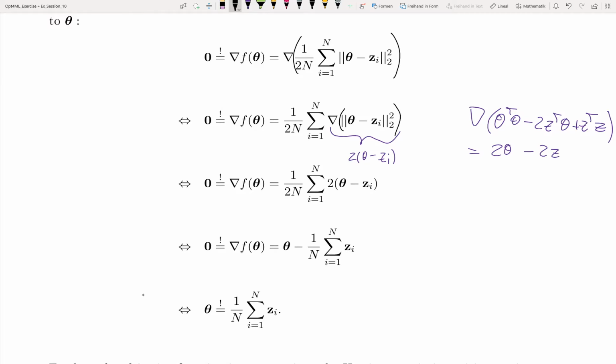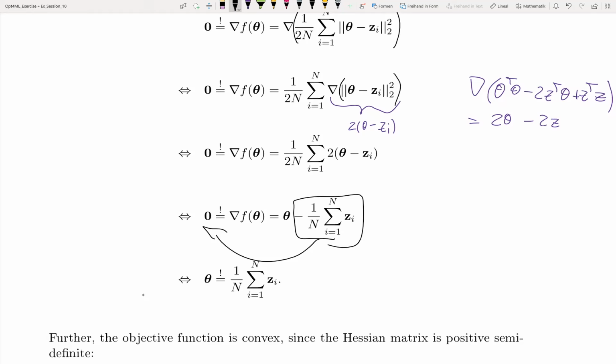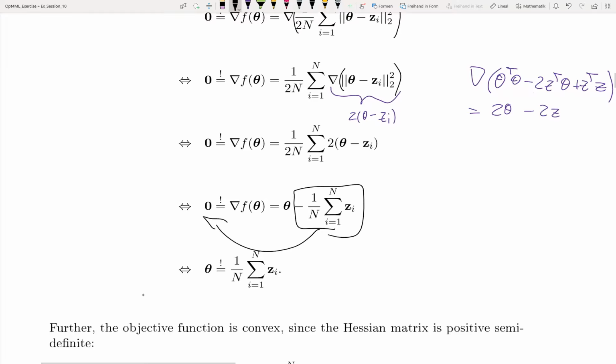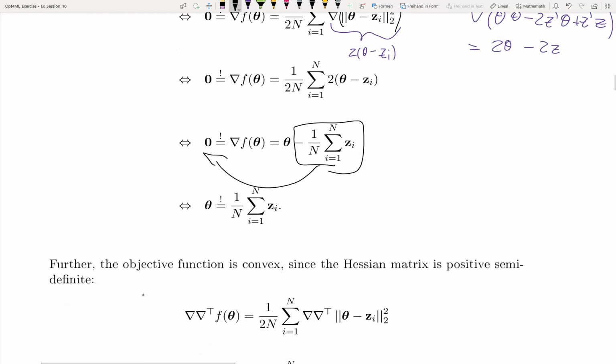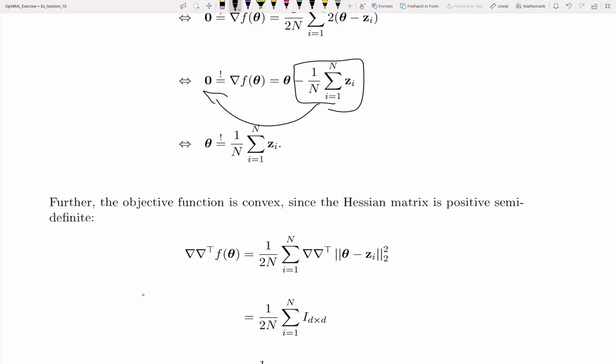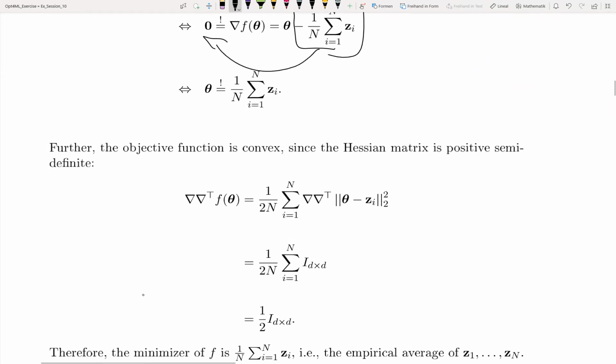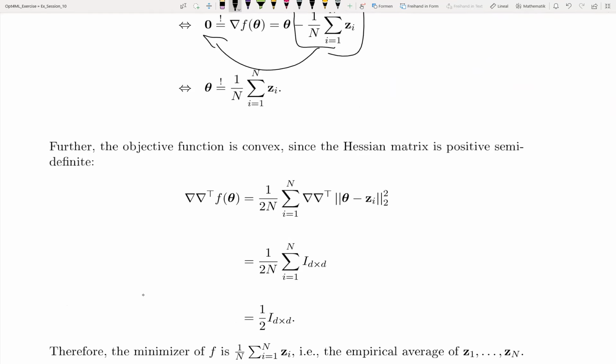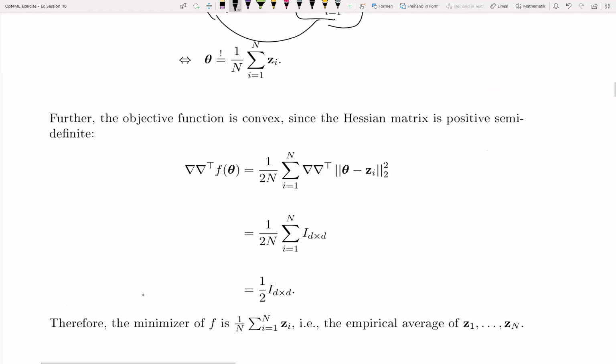Well, we have here a 0 on the left-hand side. We bring this thing here on the other side, and we get that the objective function f is minimized, or at first its gradient is 0, only for the point where we average over all zi values. And because the objective function is convex, this is also once again specified here. But you can check this with the Hessian matrix, but you can also argue as I did before.